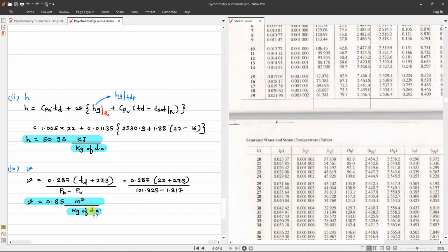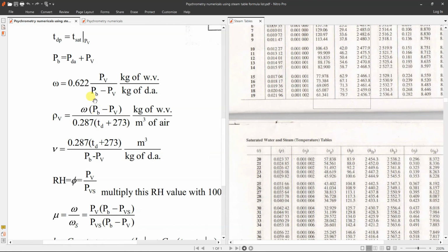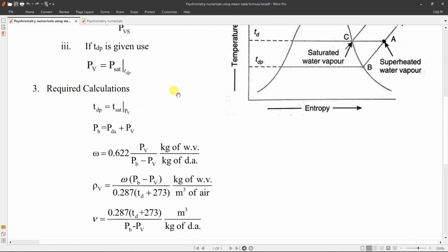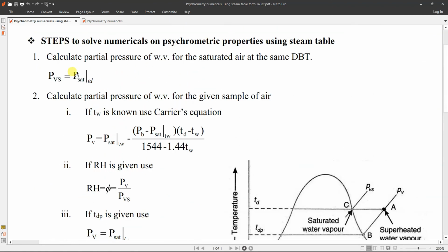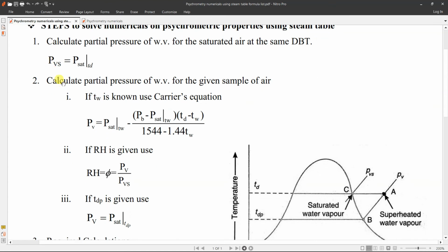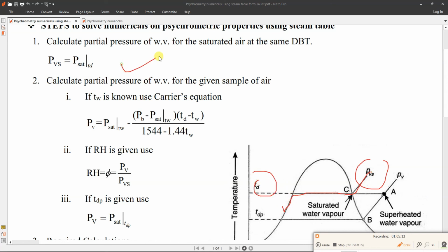So here we have covered the three numericals based on steam table. Okay, we'll see the summary of this. In brief we will see again what are the steps which we followed. First we calculated PVS. How to calculate this PVS? PVS is Psat at TD.